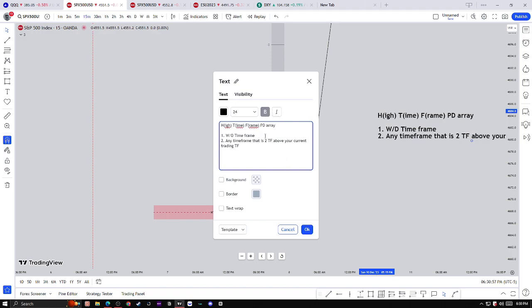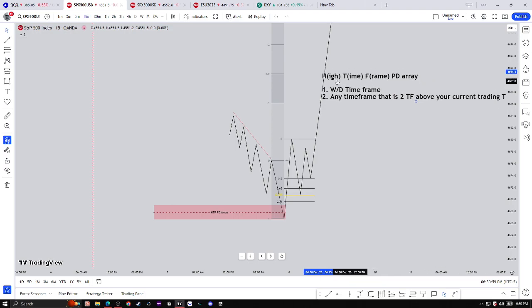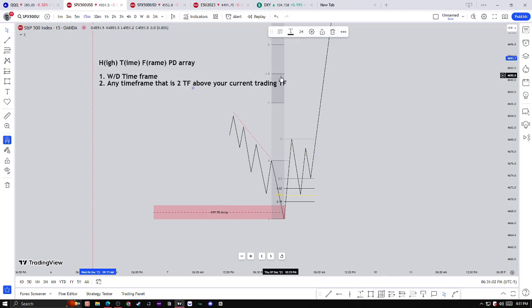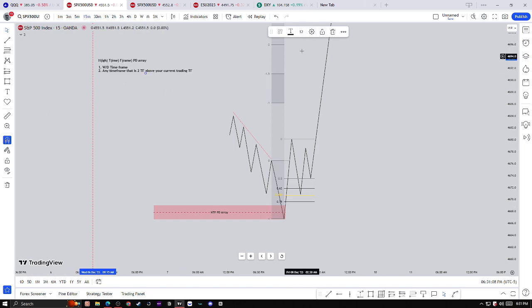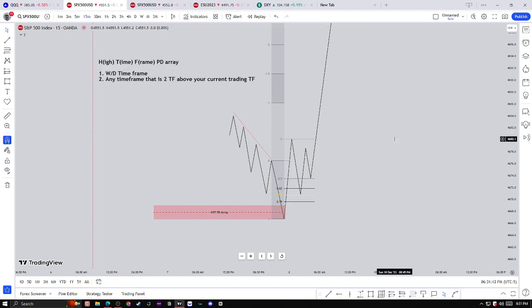Does that make sense? So if we were trading on the 5-minute, we'd look for a 30-minute PD array.